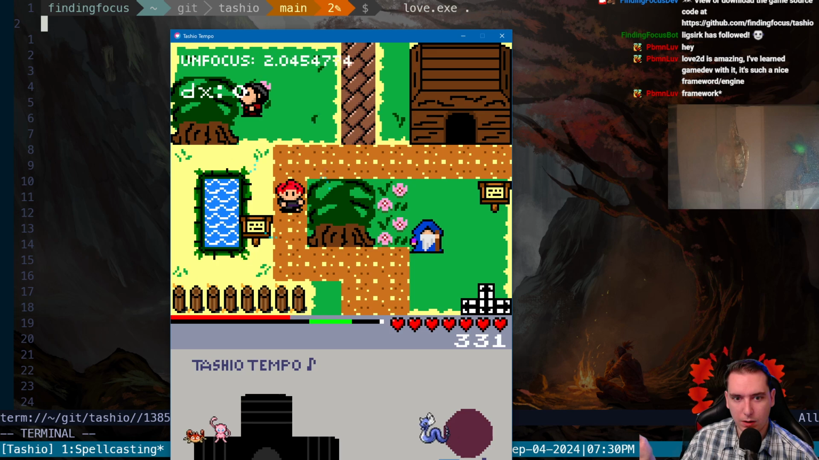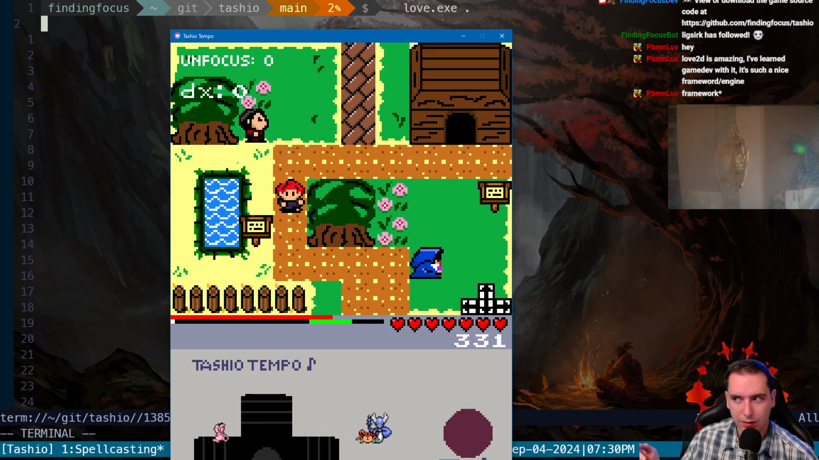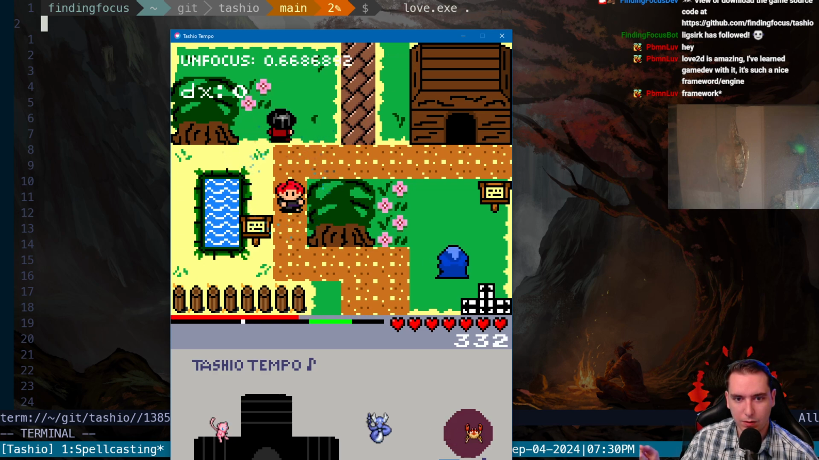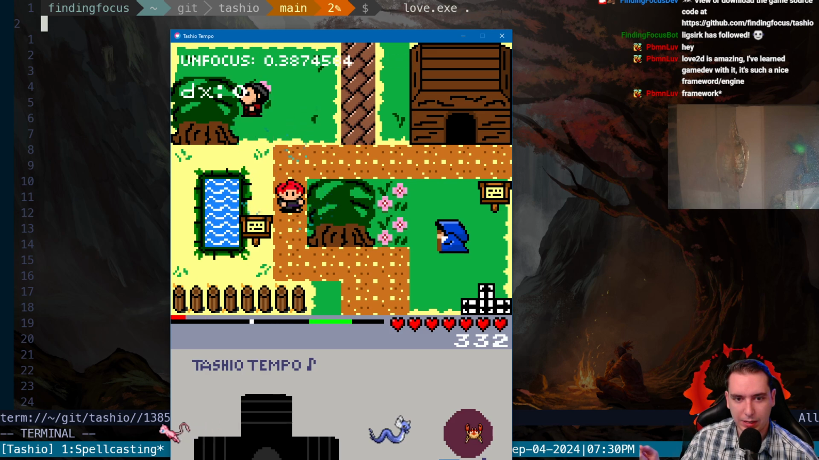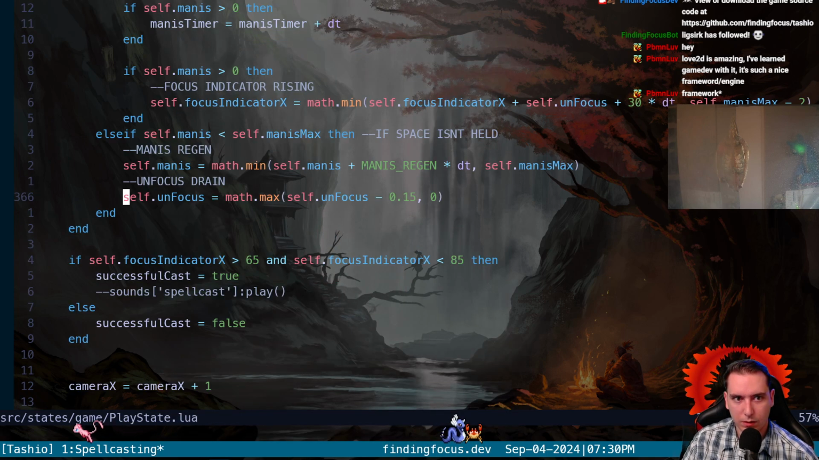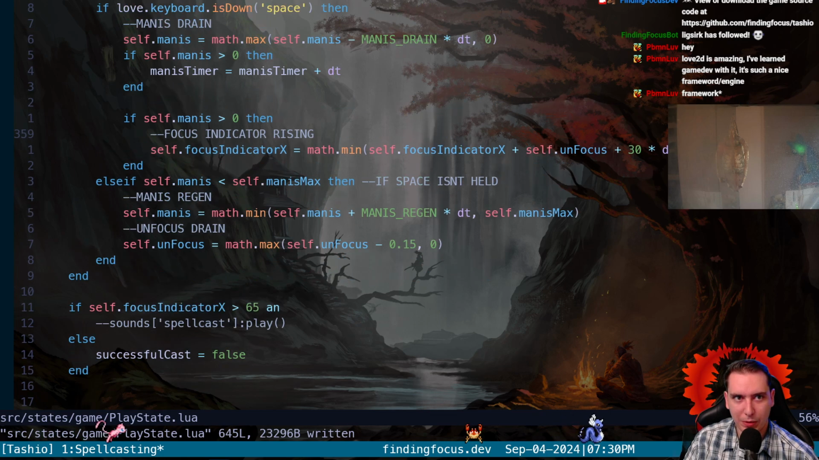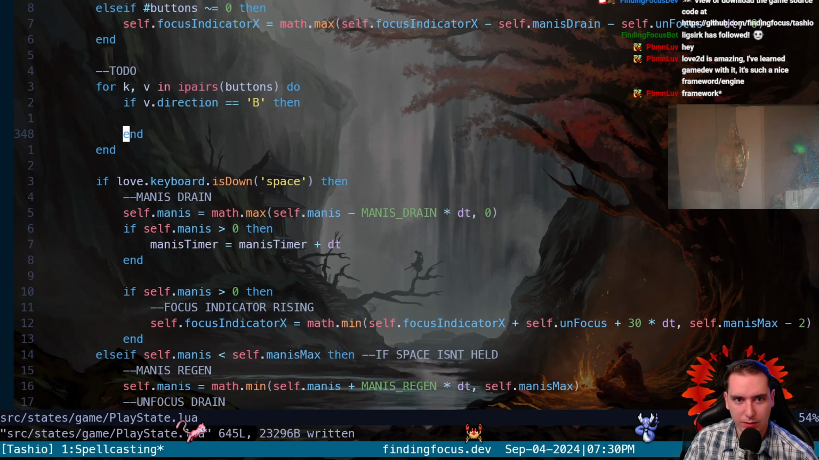Now, it's hard to tweak this where I think is, because it drains faster than you can get it, which I think is okay, but I think we need to speed up how much unfocus we get so that it can just be more effective.